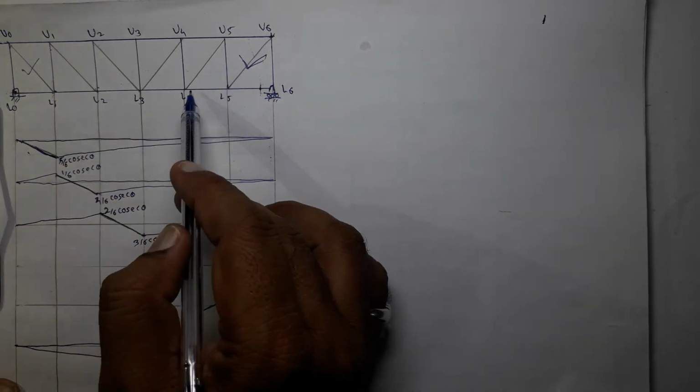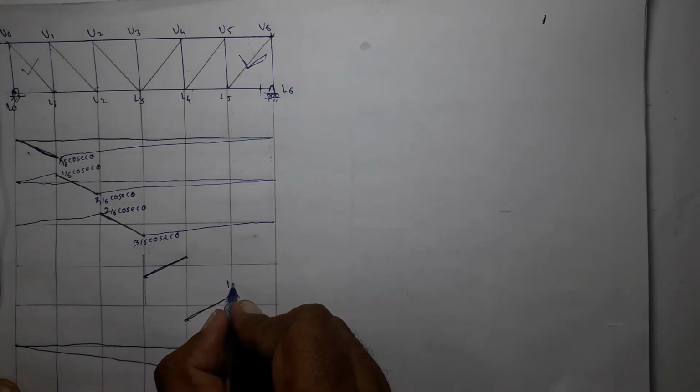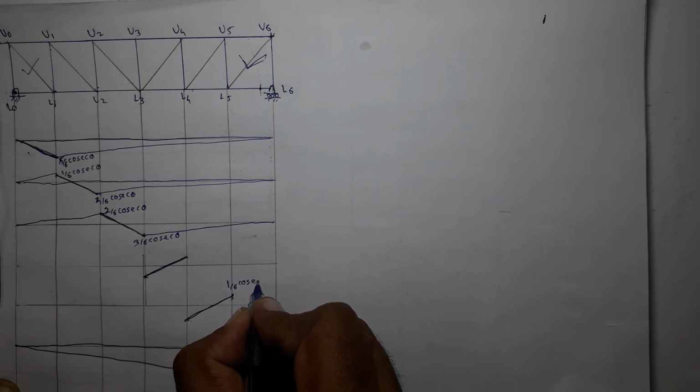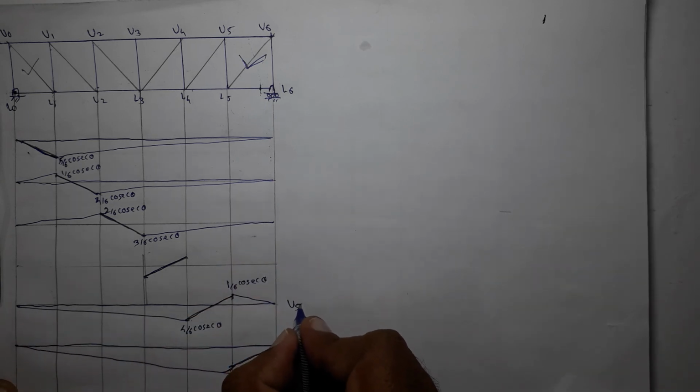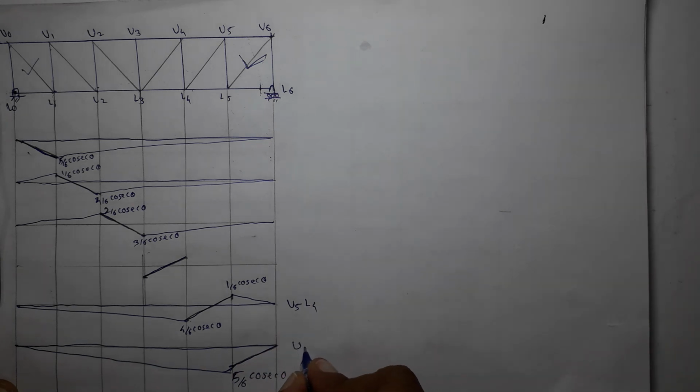Now the ILD for U1L2 and U5L4 is going to be the same. So for U1L2, 1 by 6 on the above side, 4 by 6 cosec of theta below this baseline. So it is 1 by 6 cosec of theta, 4 by 6 cosec of theta that will take place over here. So this is the ILD for this member, which is U5L4. This is for U6L5.